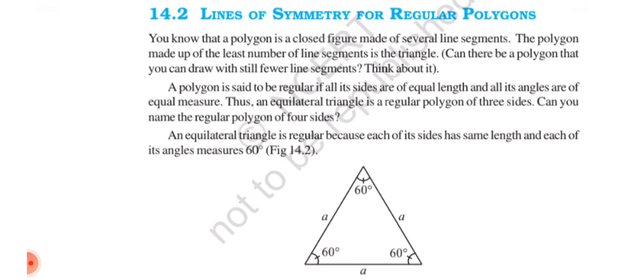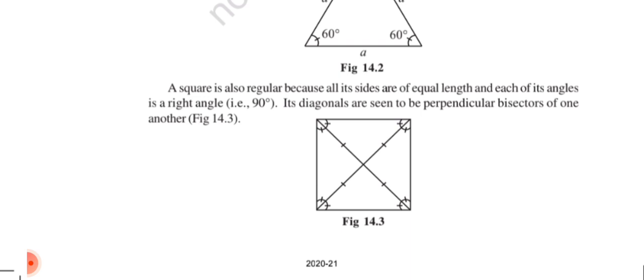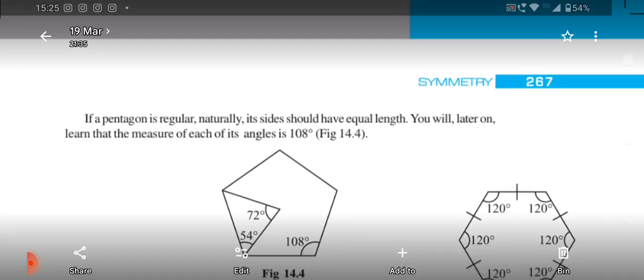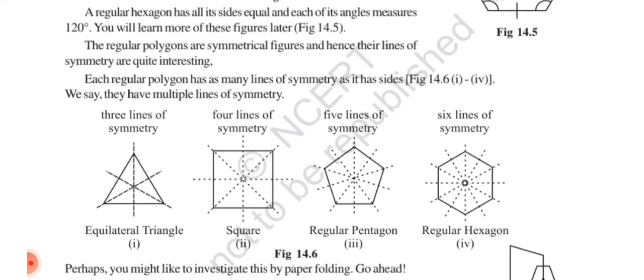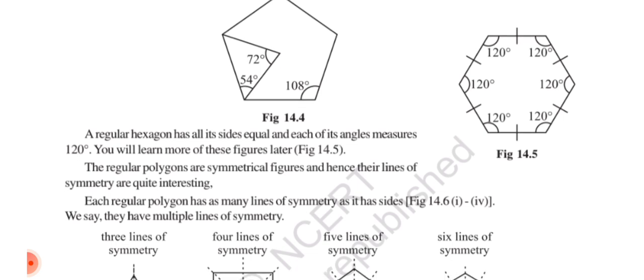An equilateral triangle is regular because each of its sides has the same length and each of its angles measures 60 degrees. A square is also regular because all its sides are of equal length and each of its angles is a right angle. Its diagonals are seen to be perpendicular bisectors of one another. If a pentagon is regular, naturally, its sides should have equal length. You will, later on, learn that the measure of each of its angles is 108 degrees. A regular hexagon has all its sides equal and each of its angles measures 120 degrees. You will learn more of these figures later.